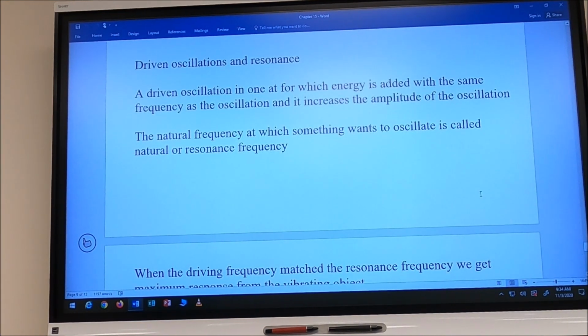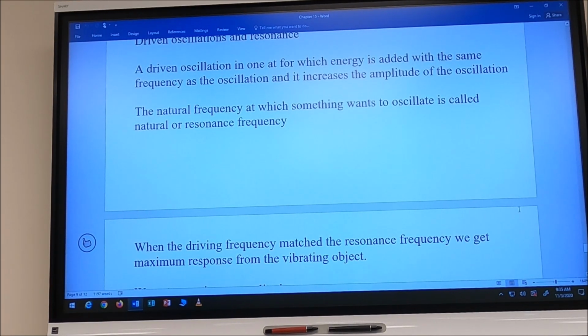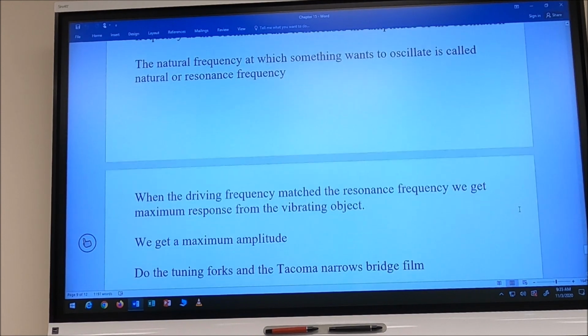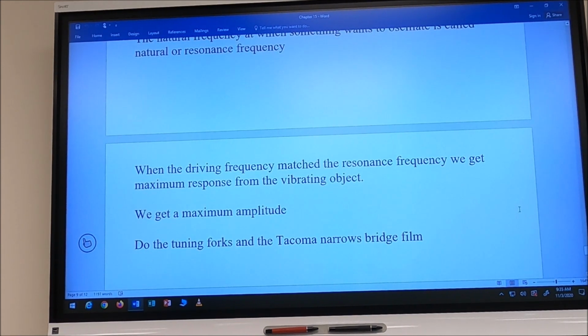Now, a driven oscillation and resonance. A driven oscillator is one in which energy is being added with the same frequency as the oscillation of the object, and it increases the amplitude of the oscillation. The natural frequency at which something vibrates is called its resonance frequency. So when we want to drive an oscillation, we want the energy input frequency to match the resonance frequency.